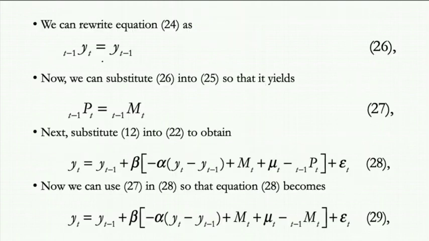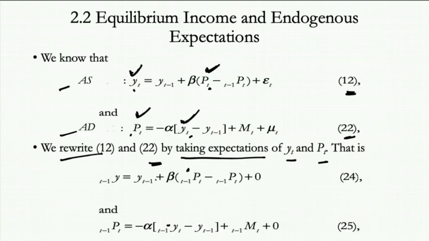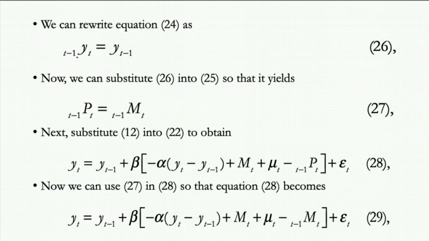Now after that, if we look at 24 here, we can basically cancel this, 0, isn't it? So this one doesn't exist. As a consequence, we can have something like this: T minus 1 YT equals YT minus 1. What we need to do with this 26, we substitute 26 into 25, so that yields something like this. So you try at home how to get from 26 to 27 here, because it's not difficult.